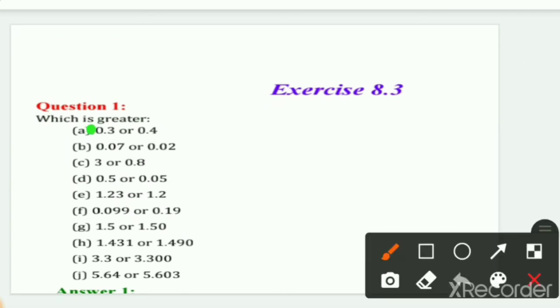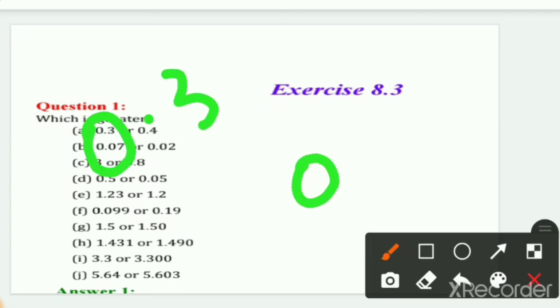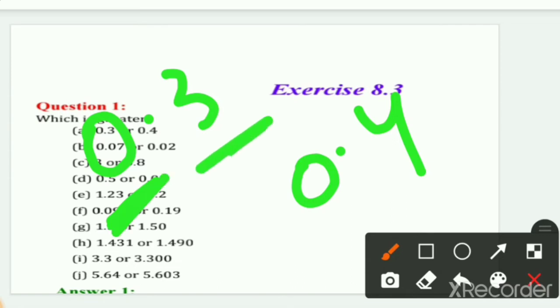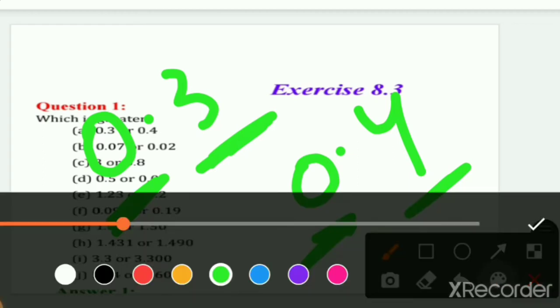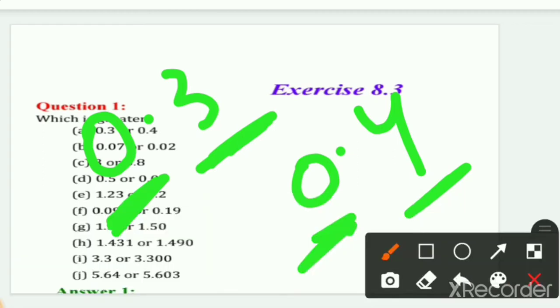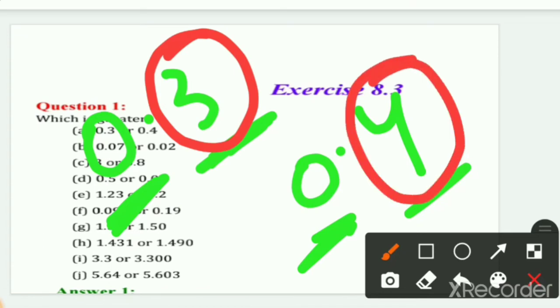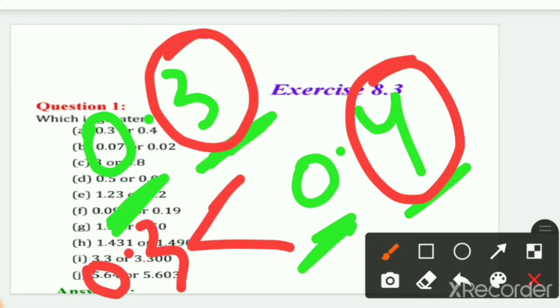Same way, as we have two numbers, how to check which number is greater? First calculate the number of digits in front of the decimal point and behind the decimal point. As you can observe here, this is 0, this is also 0, but after the point we have 3 in one and 4 in the other. So it is very easy to tell which number is greater. 0.4 will be greater than 0.3, because the tenths part of 0.4 is greater than that of 0.3.